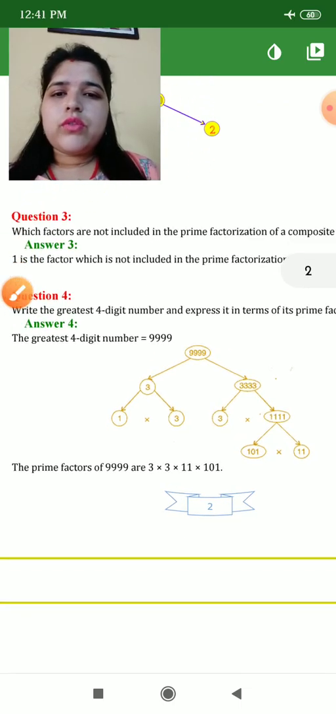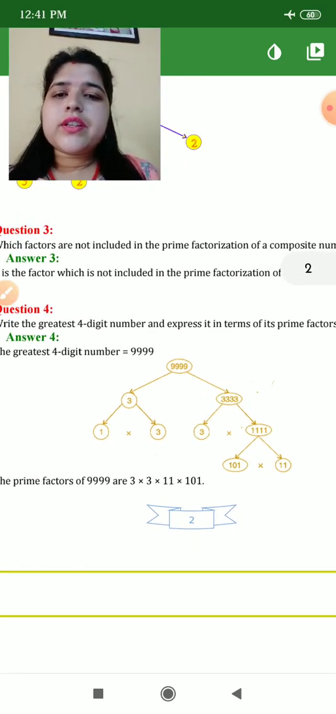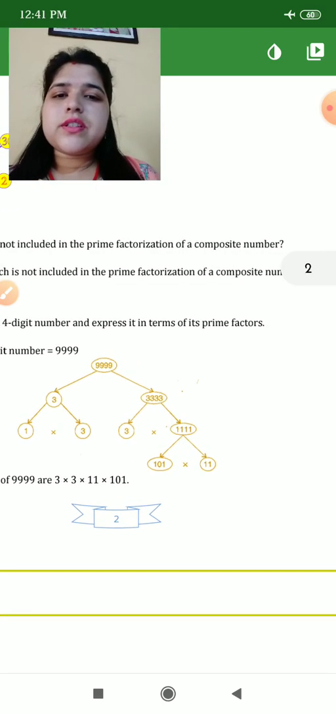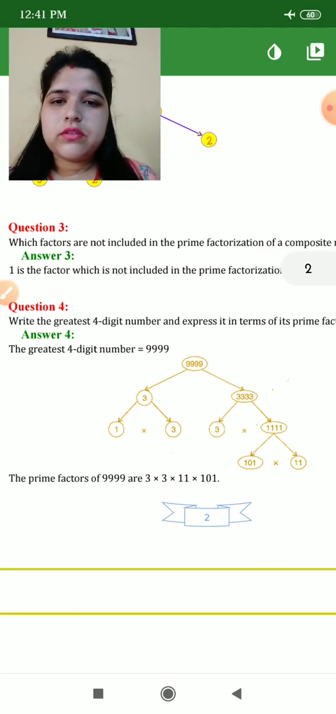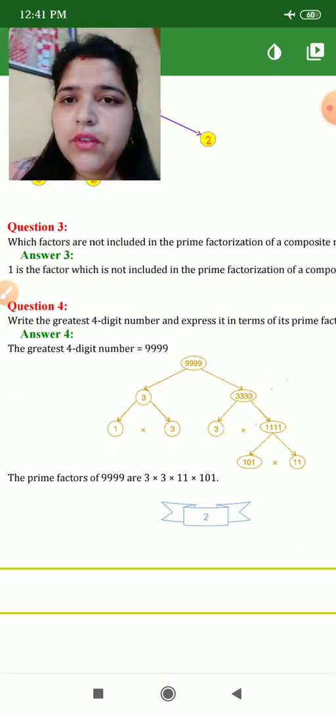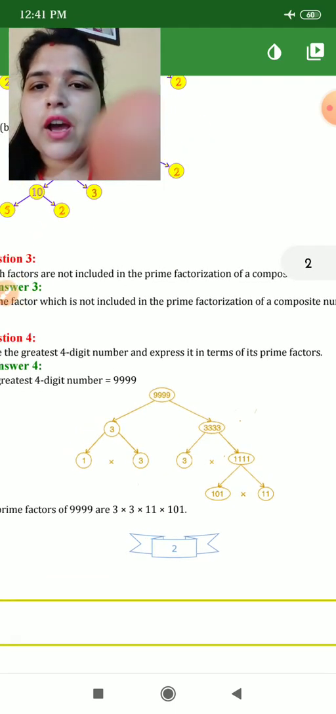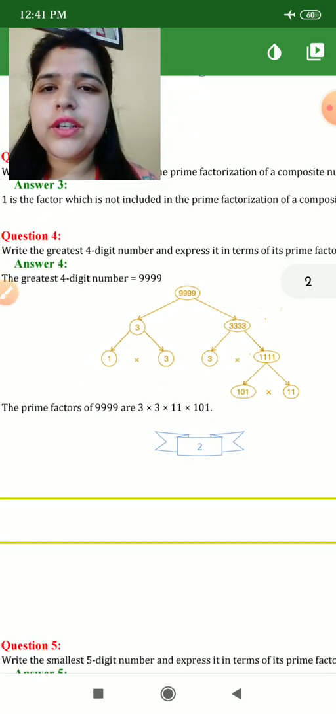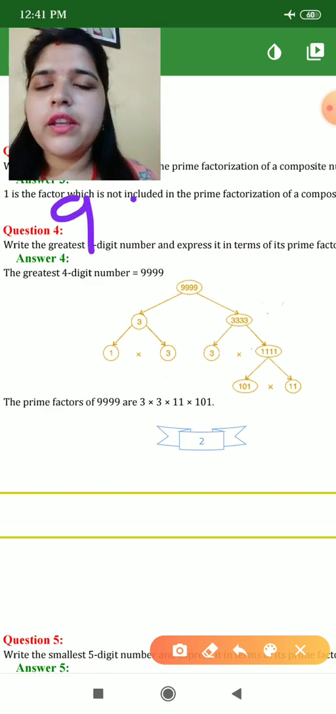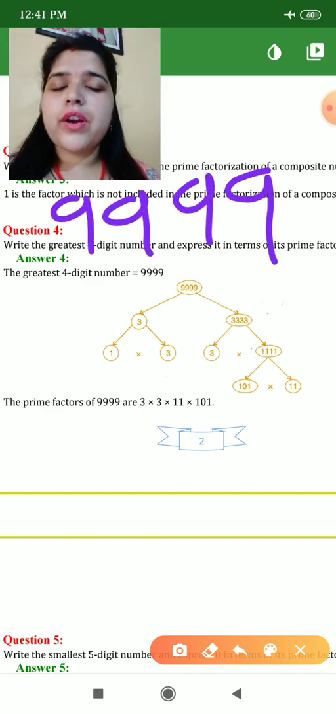Now look at question number 4. Write the greatest 4-digit number and express it in terms of prime factors. So first of all, what is the greatest 4-digit number? The greatest 4-digit number is 9999. Okay. Now we have to find the prime factors of this greatest 4-digit number.